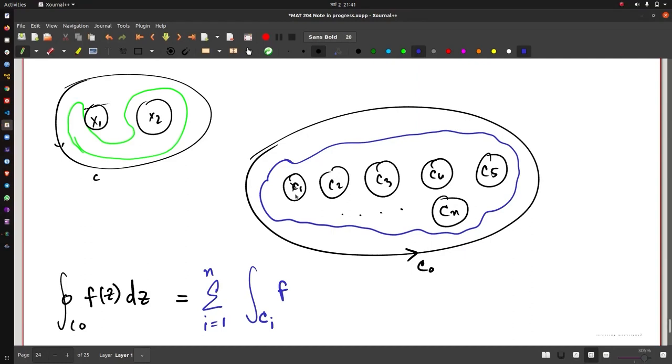In fact, you will realize later when we study residue calculus that these points are most of the time called singular points of a function, and they have this non-trivial contribution, and most of the time we'll be interested in finding out that contribution. So from here you can write it as this. This is what it means.